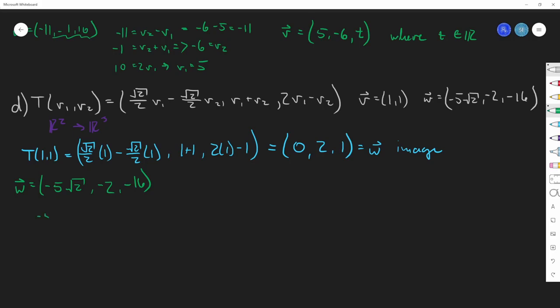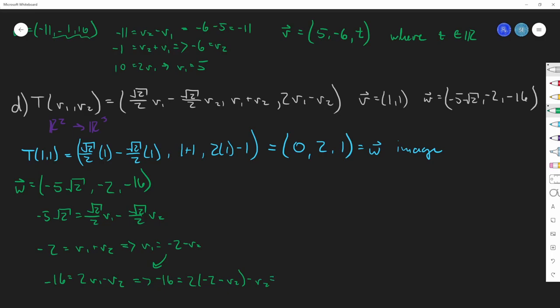We know that negative 5 root 2 is equal to root 2 over 2 v1 minus root 2 over 2 v2. And then we have negative 2 is equal to v1 plus v2. And then negative 16 is equal to 2v1 minus v2. Well, we can do the quick substitution here and get that v1 is equal to negative 2 minus v2. Plug it in on the third equation, and so we get that negative 16 is equal to 2 times (negative 2 minus v2) minus v2.